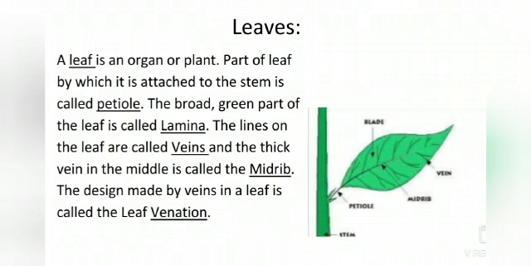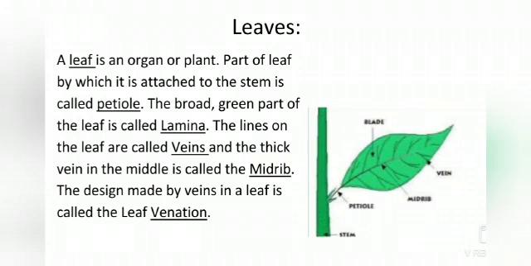Leaves. A leaf is an organ of a plant. The part of the leaf by which it is attached to the stem is called the petiole. You can see here the stem and here is a leaf, and one more thin line is there. It is called the petiole. It means the stem and leaf are attached with the help of the petiole.